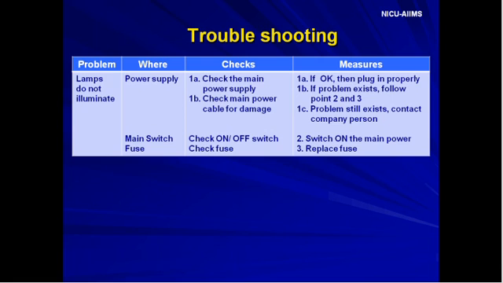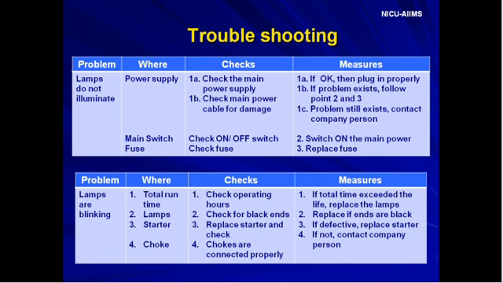First, check the main power input. If it is okay, then check whether the main cable is plugged in properly to the main power supply socket. If not, then plug in properly. Despite this, if the unit is still not working, check the main power cable. If it is damaged, replace it. If the unit is still not working, then check the on-off switch. If not on, then switch it on. If it is still not working, check the fuse and replace it if required. If the unit is not working after so many checks, contact the company person.